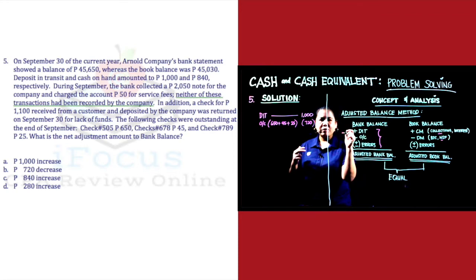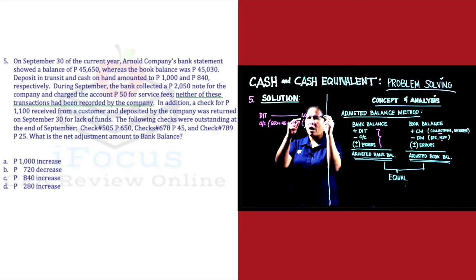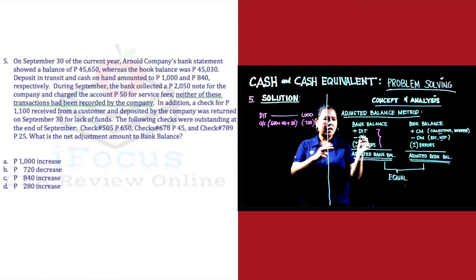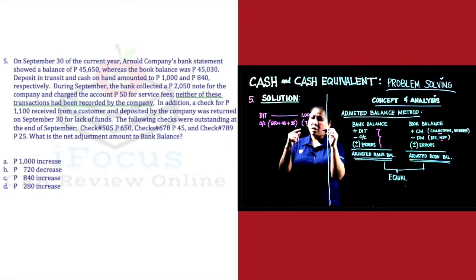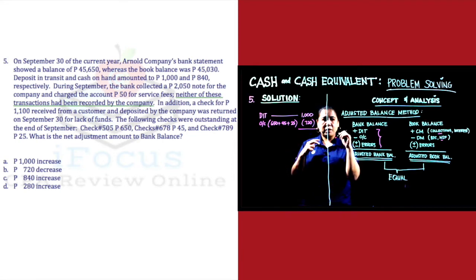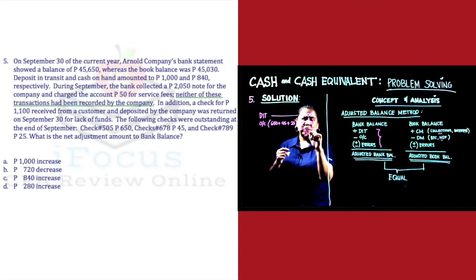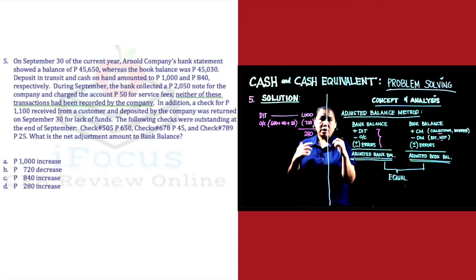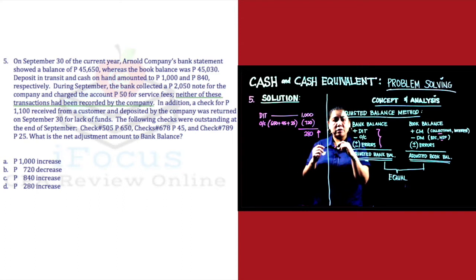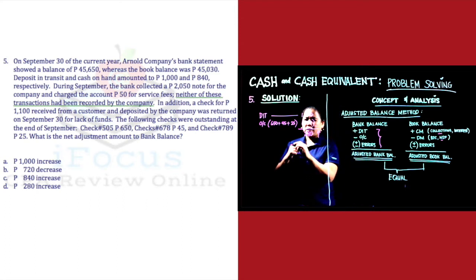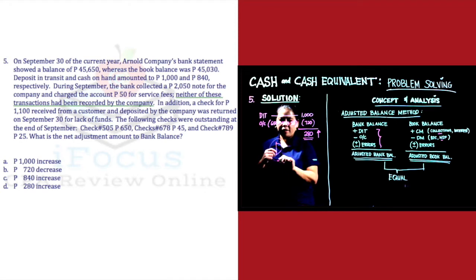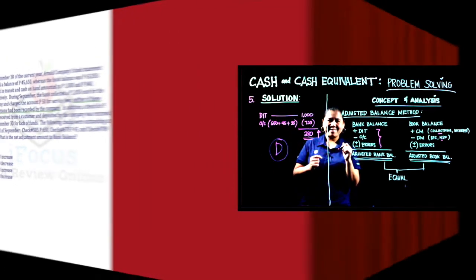Alright? So, we have an addition of 1,000 as the deposit in transit in minus of an outstanding check of 720, ang net adjustment natin sa bank balance na yan ay 280. Since it's positive, that means it's an increase 280. So ang answer natin ay letter D. Alright?